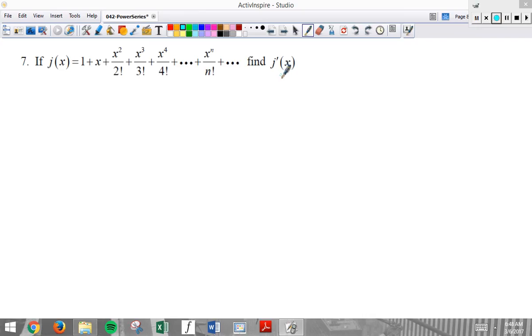Now, the most exciting example. Oh, I can't wait. So that's a power series. Let's differentiate J prime. Let's find J prime. Let's differentiate J. 0. 1. Bring down the power. Subtract 1 from the power. Bring down the power. Subtract 1 from the power.